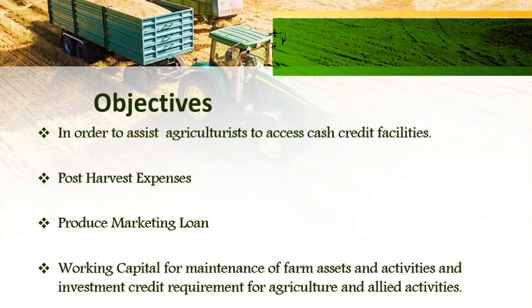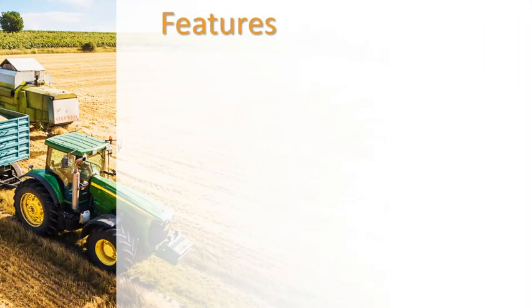like purchasing dairy animals like cow or buffalo. And investment credit requirement for agriculture and allied services like pump sets, sprayers, purchasing of dairy animals, etc. So everything will be involved in this particular thing.